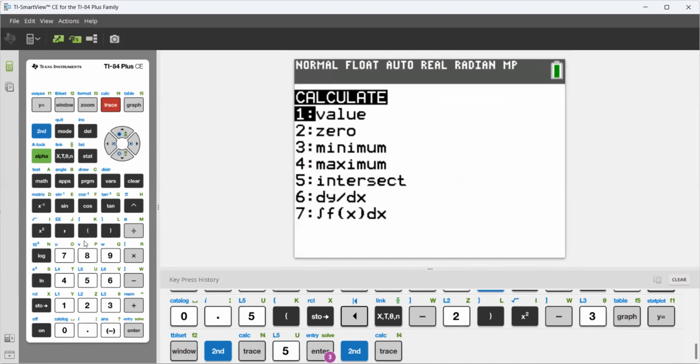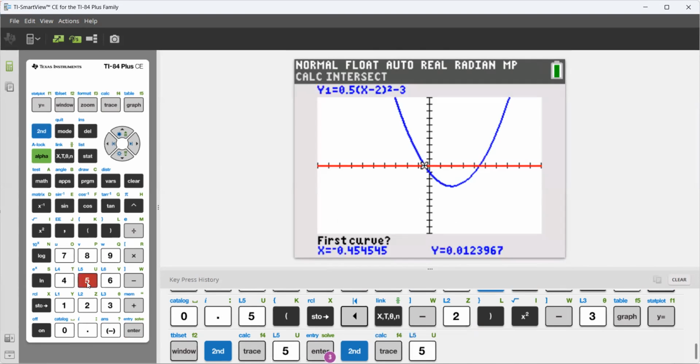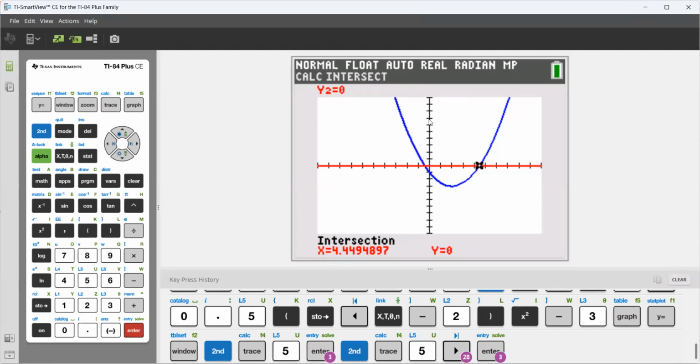So second, calc, 5 again. And then I'm going to move it closer to what I need. And then I hit enter, enter, enter. Oh, and then I have 4.45 for the next one. Okay, that's it really. And then you draw your graph. All right.